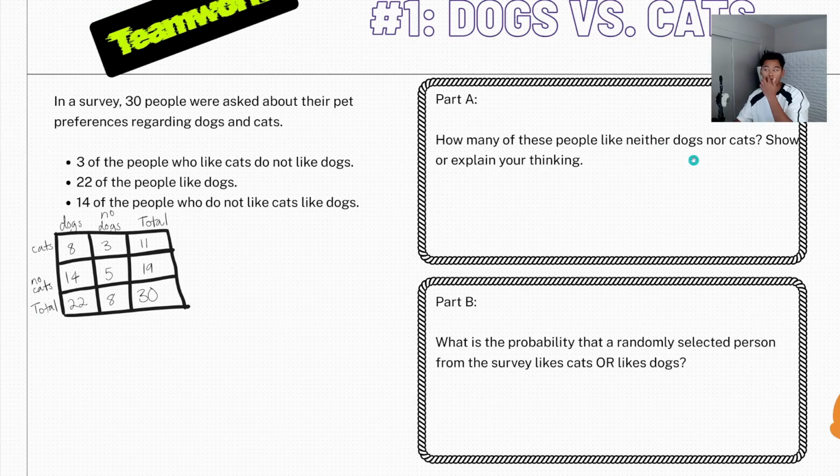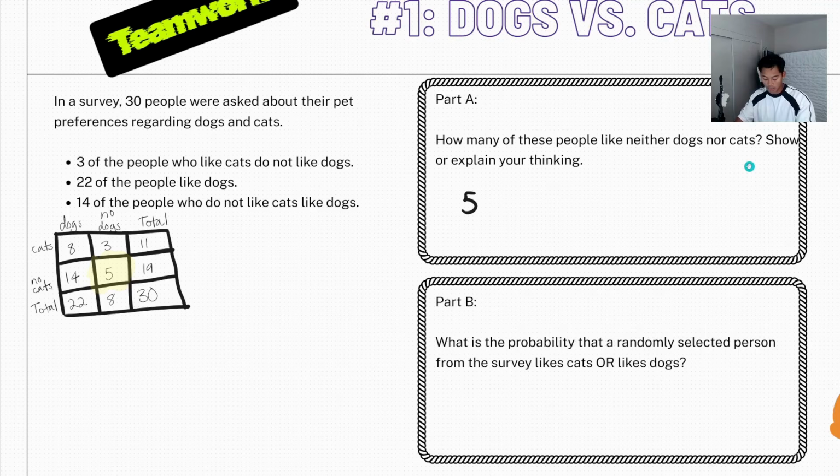How many of the people like neither cats nor dogs? That means they don't like either of them. So I'm going to go here. I'm going to look. Okay, these people like dogs and cats. That's not them. Oh, these people don't like dogs. Oh, but they like cats. No, they got to like neither. 5 is going to be my answer here. Five people like neither cats nor dogs.